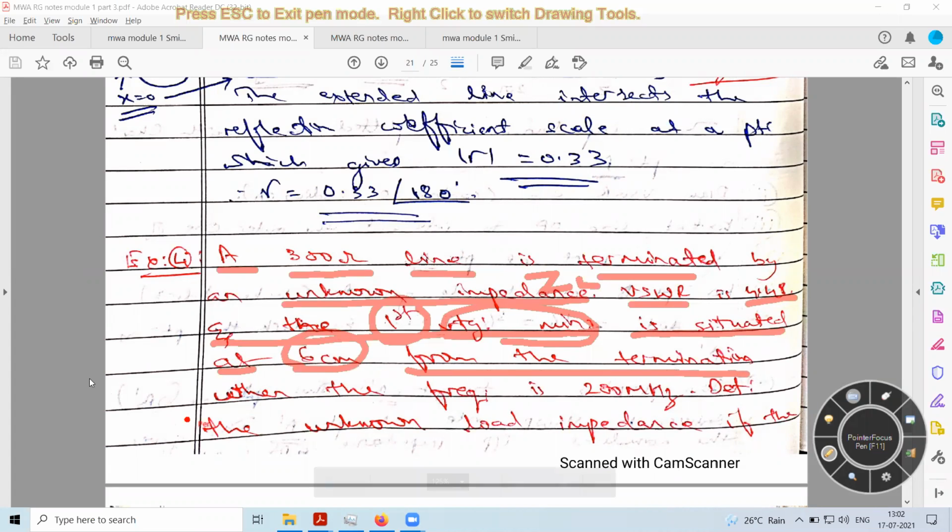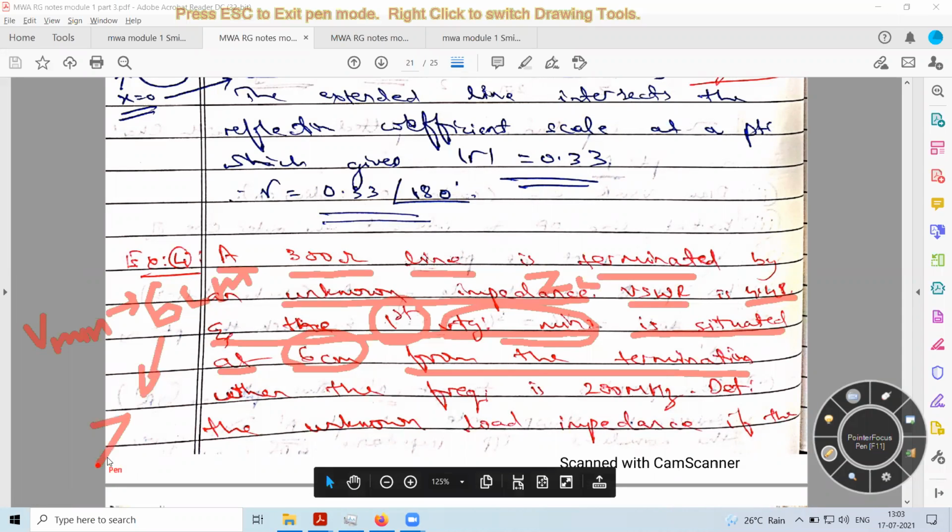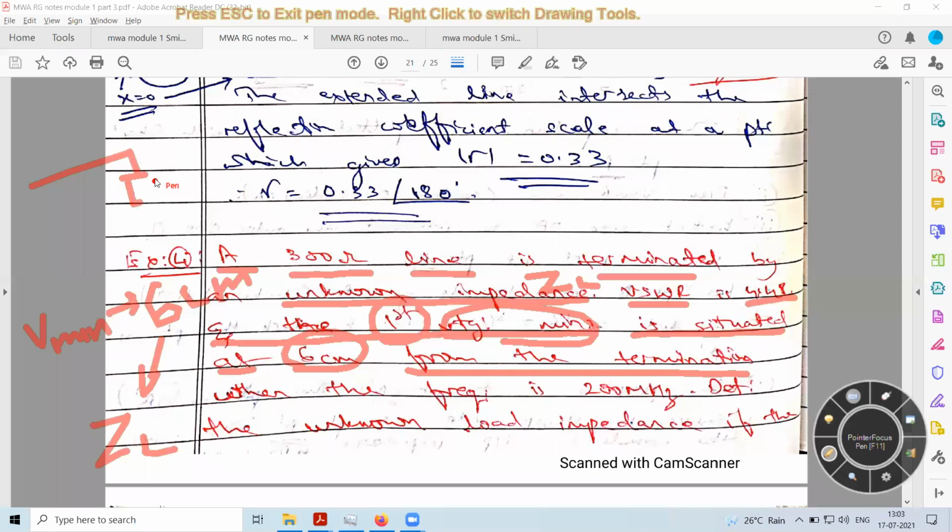So what is he specifying? He is specifying that I have a voltage minima at a distance of 6 centimeter. 6 centimeter from where? 6 centimeter from the load, that is the termination he is specifying over here. So indirectly, if this is the load impedance and you traverse a distance of 6 centimeter, you will encounter the first voltage minimum.